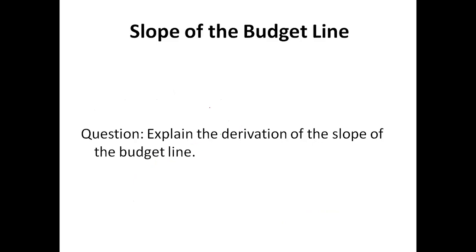Okay, students. So we have studied about budget set. We have studied about budget line. We have studied the price ratio. Now we learn about the slope of the budget line.